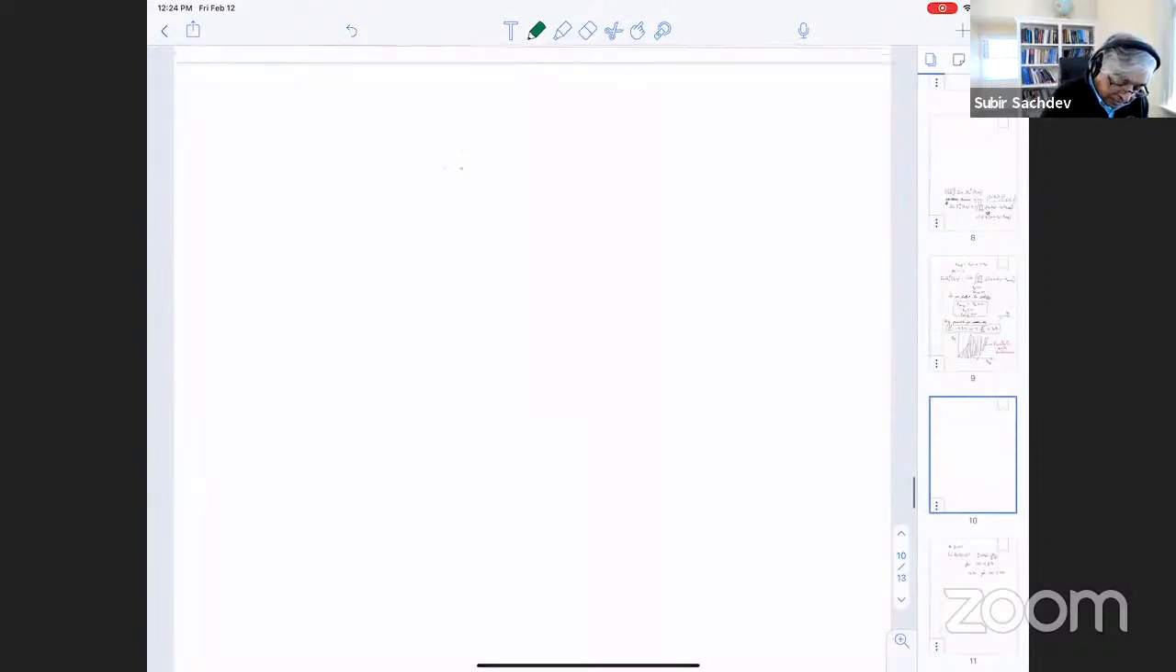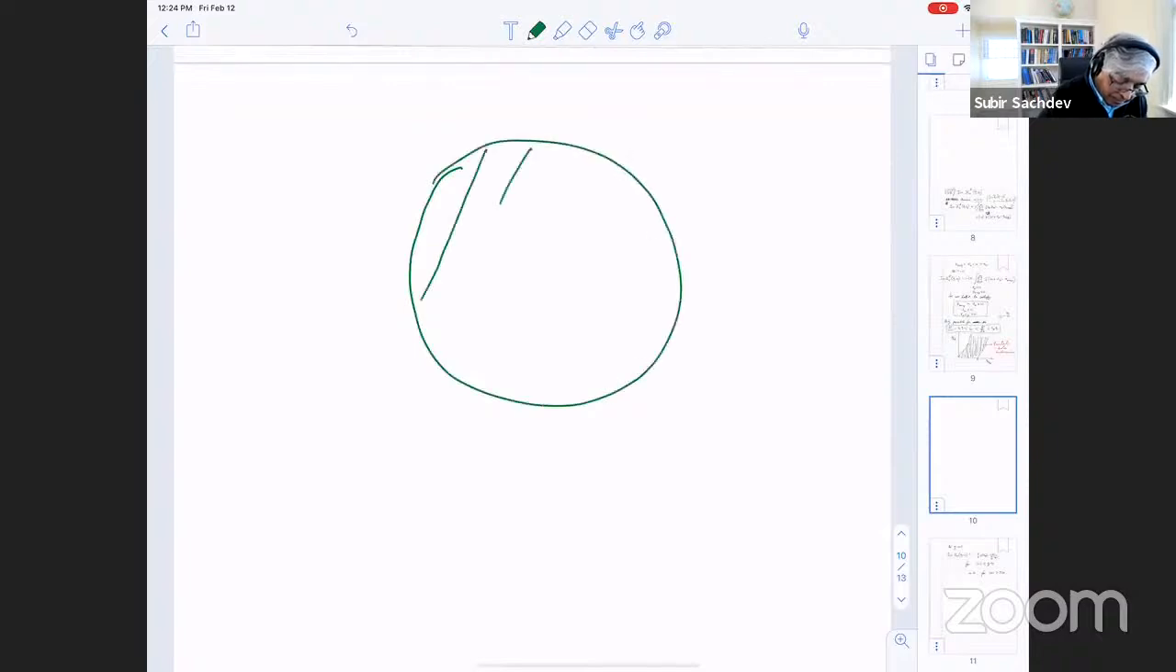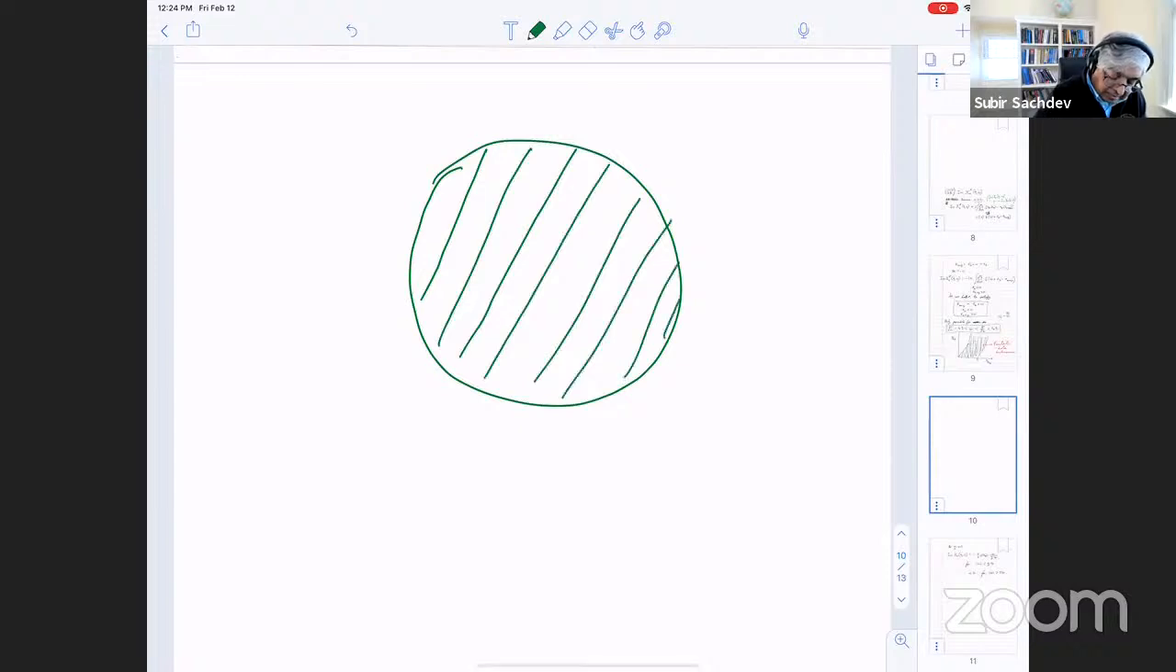So here's your Fermi sphere, and you send in a light with a certain wavelength. So I give you some wavelength. So here's my wave vector Q. This is my Q, pointing in that direction. So let's pick that direction.